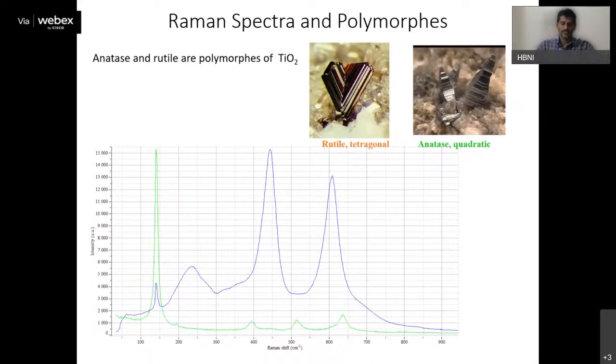Now, this Raman spectra can be used to distinguish different polymorphs in the system. You can take the example of TiO2, which exists in two different polymorphs, rutile and anatase. If you record the Raman spectra, the signature is completely different.